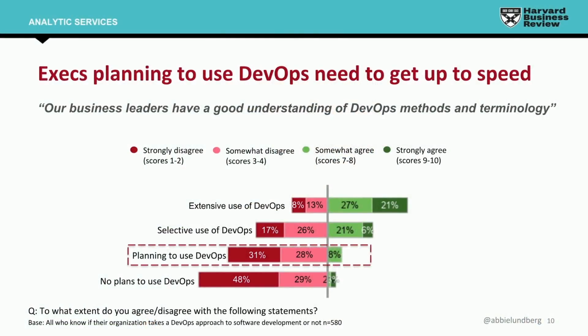So if you look at this chart, the one that is really interesting to me is the third row down. The companies that aren't yet doing any DevOps but are planning to, so they're about to launch, only 8% said their business leaders understand DevOps methods and terminology. And even that 8% is a little wishy-washy on it. If you see that, it's that lighter green, not the dark green. So that's a problem. And that's the gap that companies are facing.